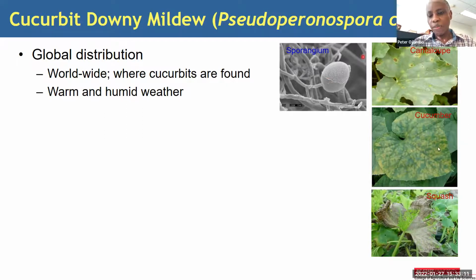If you look at the symptoms on the crop, they're quite varied depending on the host that is infected. The pathogen infects a wide range of cucurbits, including cantaloupe, cucumber, and squash. In terms of the symptomatology, you just have to be well versed on how it looks. Otherwise, you can miss it. For example, squash looks like there was fire in the field, but on cucumber, it's very nice. Chlorotic lesions on cantaloupe as well.